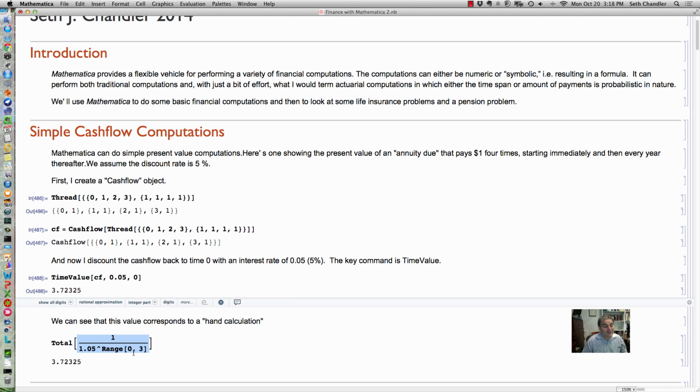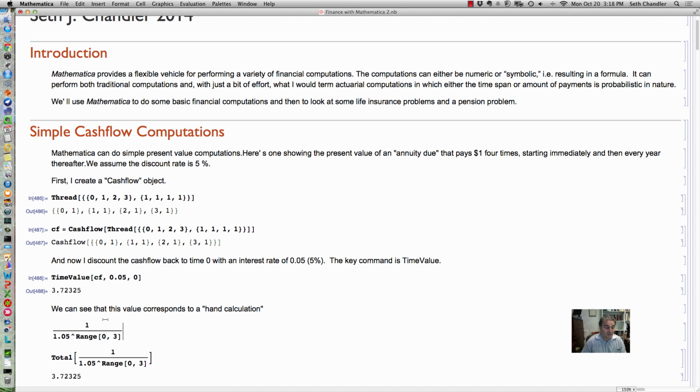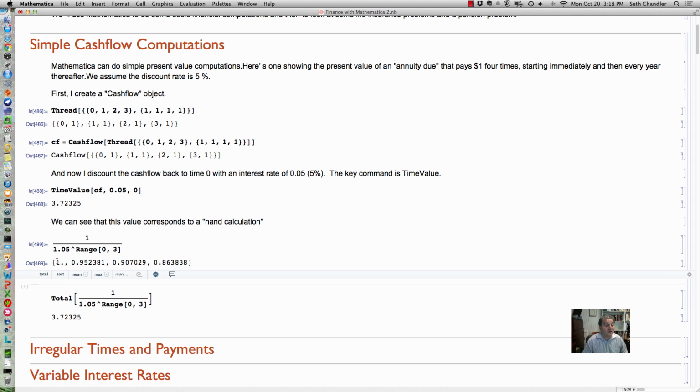And by doing it this way, look, you're saying take these numbers 0 to 3, make those the exponents of 1.05, and make that the denominator. So if I just do this little piece, you'll see that this creates a list of numbers. This is the value of the first payment at time 0. This is the value of the second payment at time 1. This is the value of the third payment at time 2.